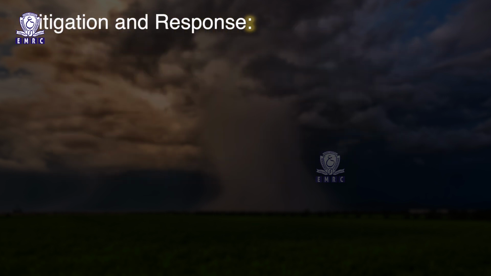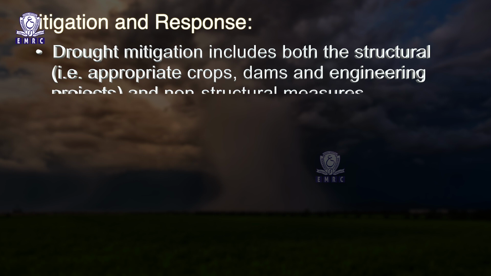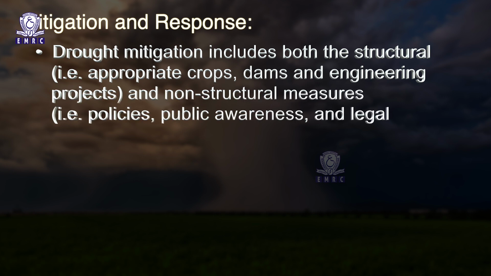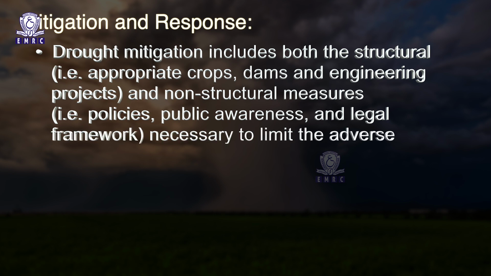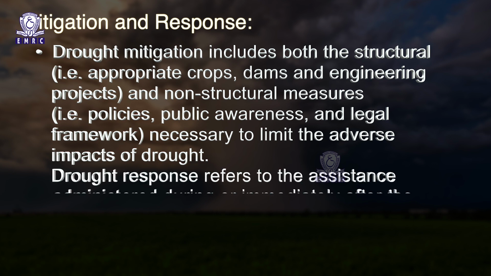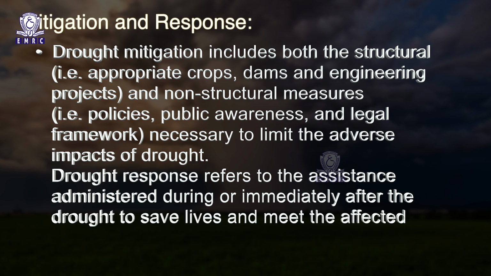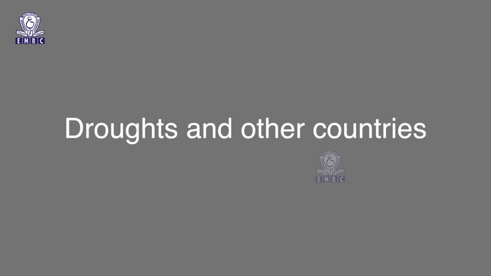The next pillar is the mitigation and response. Drought mitigation includes both the structural, that is the appropriate crops, dams and engineering projects, and non-structural measures which are policies, public awareness and legal framework necessary to limit the adverse impact of drought. The drought response refers to assistance administered during or immediately after the drought to save lives and meet the affected community's basic needs. Now let's look at droughts in other countries.